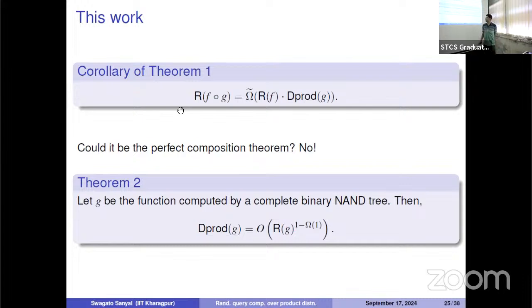The function is the well-known function that's extensively studied in this area, the complete binary NAND tree. And we show that D prod, the maximum distributional complexity over product distributions, is polynomially smaller than the maximum distributional complexity over all distributions, R.